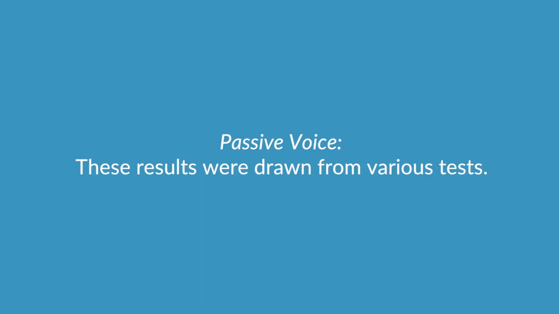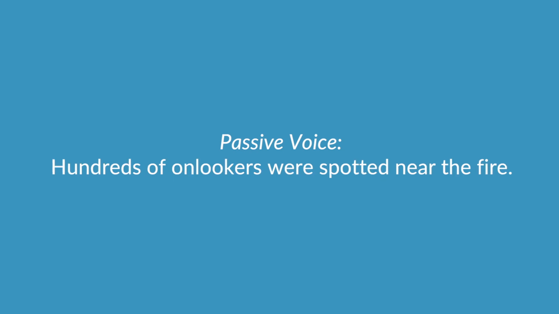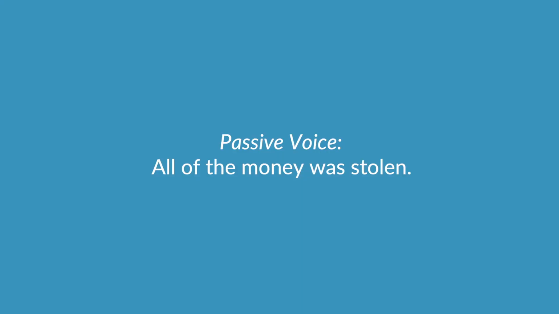The second case where we might want to use passive voice is when the result of the action is more important than the performer. So here are some examples of that. These results are drawn from various tests. Hundreds of onlookers were spotted near the fire. Sometimes we also use passive voice to frame an unpleasant message. It can be our natural impulse to take the weight off something unpleasant. For example, all of the money was stolen.